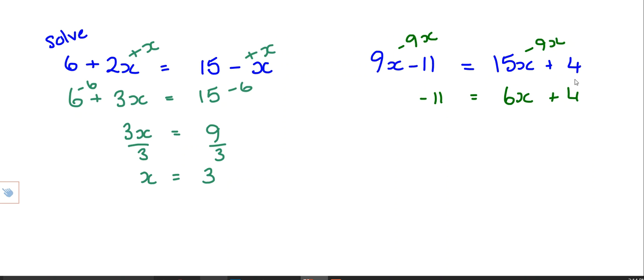So if I take away 9x's from both sides, I know I'm left with minus 11 has to equal 6x's plus 4. Make sense? That's the logic. What do I do now? Take away. Can't take away 11, it wouldn't help me. But I can take away 4. Let's take away 4.